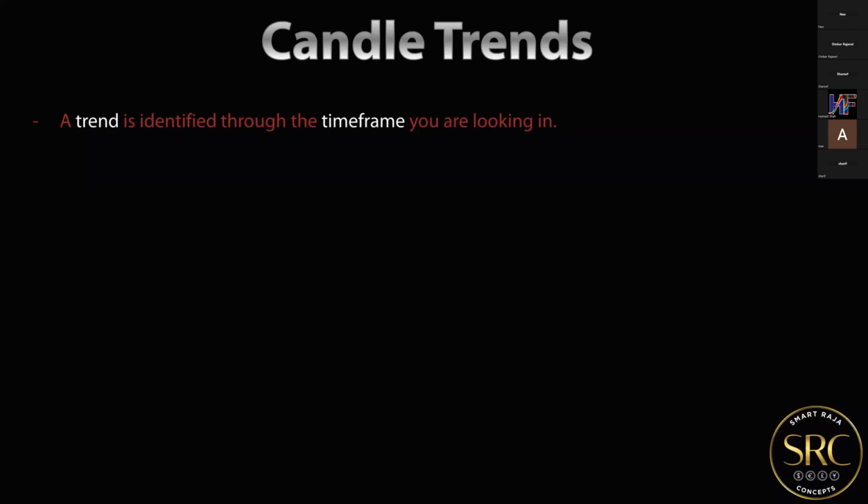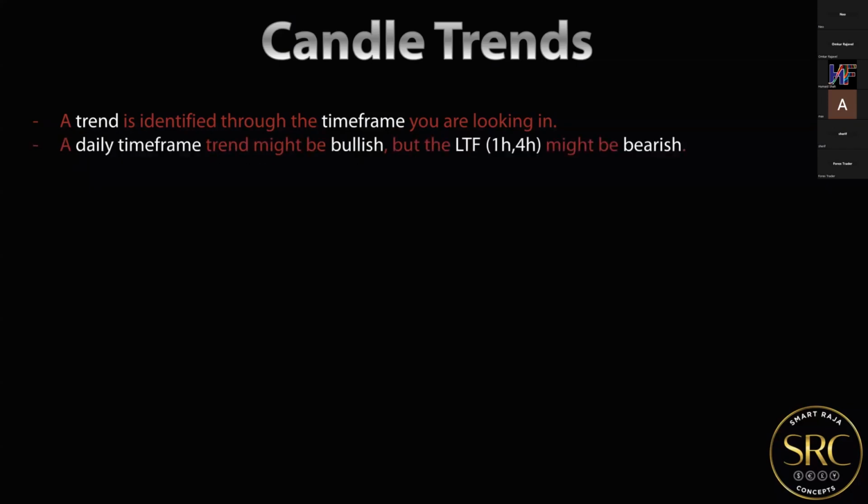Candle trends. A trend is identified through the time frame you're looking at. Think about this: if a 4-hour trend is bullish, it doesn't mean that the 1-hour trend or the 30-minute trend will always be bullish. It's not going to work like that, because sometimes the market structure on the smaller time frame can be different.